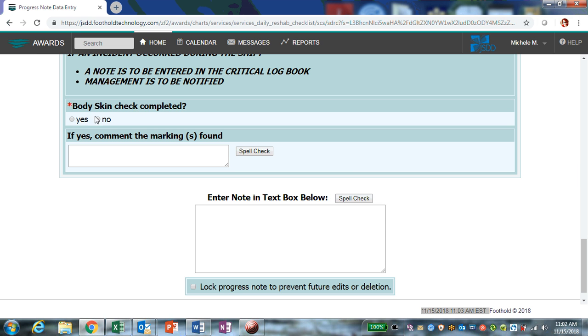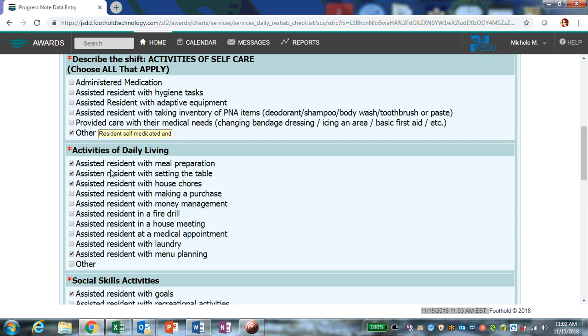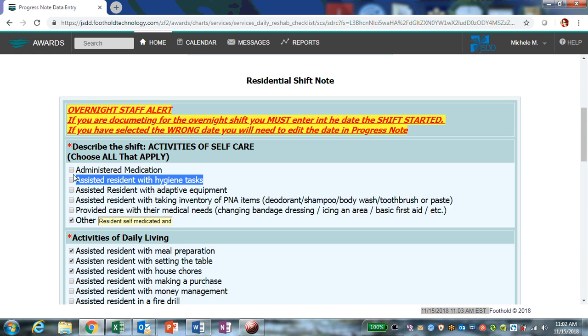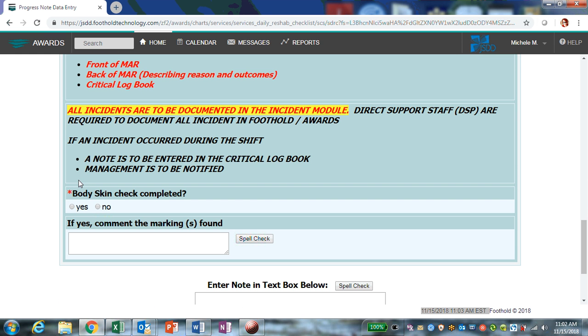Okay, body skin check completed, yes or no? Obviously no is for anybody who does not need a body skin check. That's going to automatically be no. The only other time you're going to write no is if you did not perform a body skin check. If I did not select assisted with hygiene skills, I don't select that. I didn't help them with that. And I put no here, that's fine. That's okay because I didn't perform it.